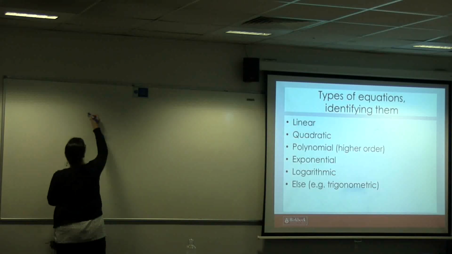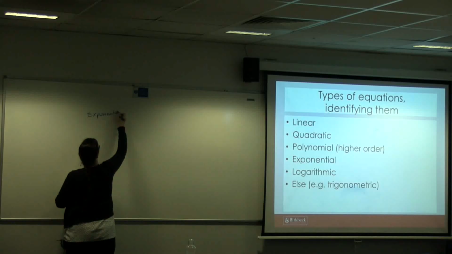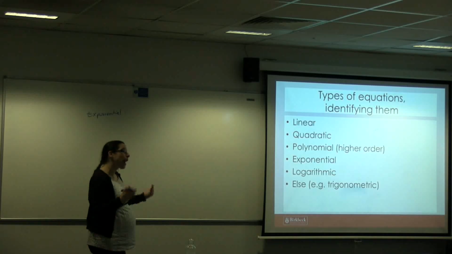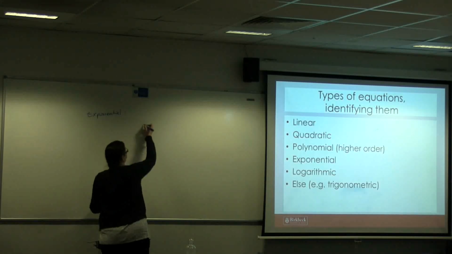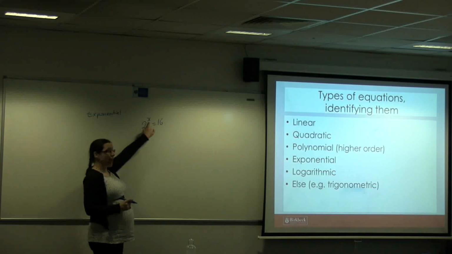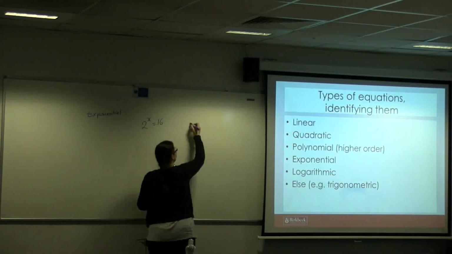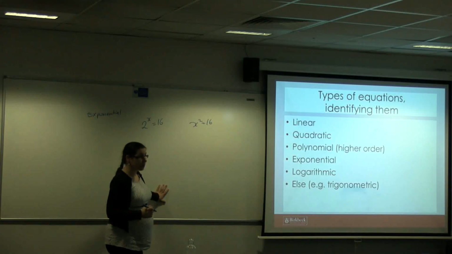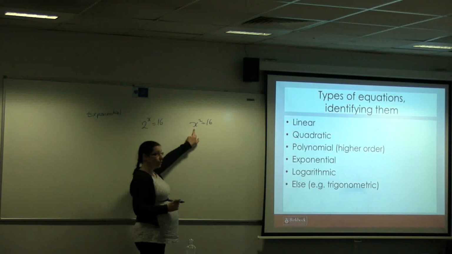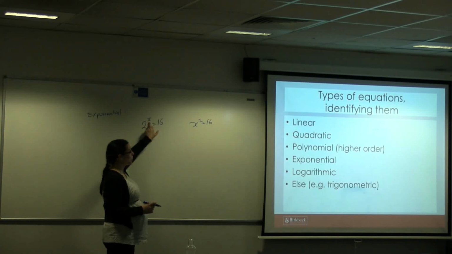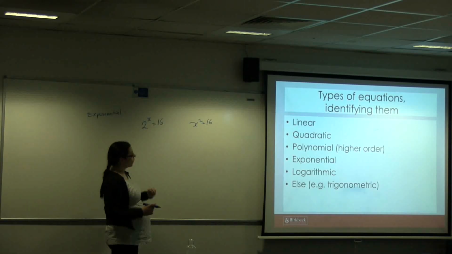So the exponential is when the variable, the x, the unknown, is in the power. So if I have something like 2 to the x equals 16, now the variable is in the power, so that's why I know it's an exponential. Now this one would be a quadratic, because the variable is raised to a power, but now is a number raised to a variable power. So that's the main difference between exponential and quadratic.